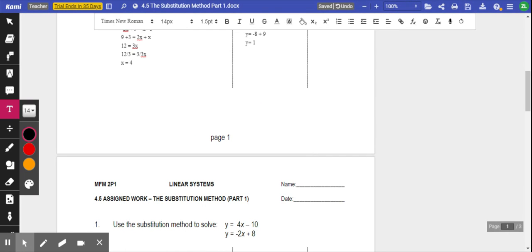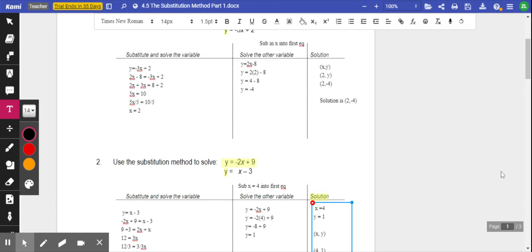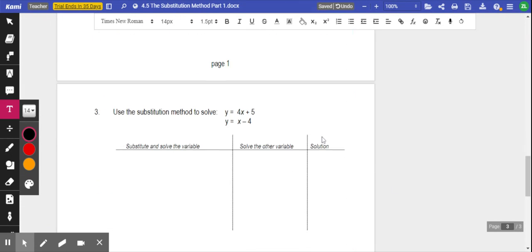Sorry about that, oh, technical difficulties. So x equals 4, y equals 1. We want the answer in x, comma, y. Therefore, it would be 4, comma, 1. And the solution is 4, comma, 1. Okay, and there are a couple of practice questions below.